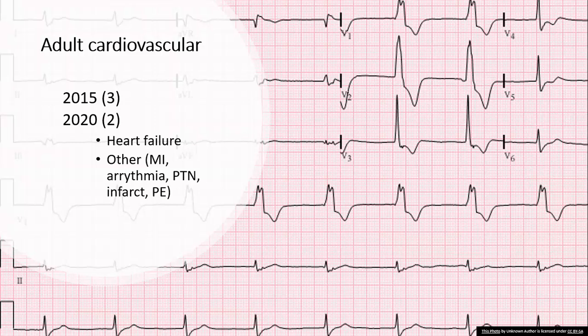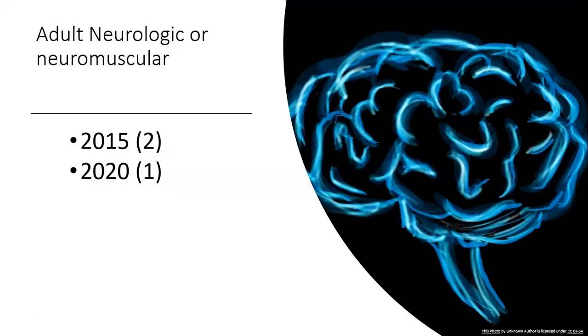One is some sort of heart failure, certainly, and the other could be a mixed bag: MI, arrhythmia, pulmonary hypertension, infarct, or PE. Neurological or neuromuscular is also down. It used to be 2 sims, now it's only 1.